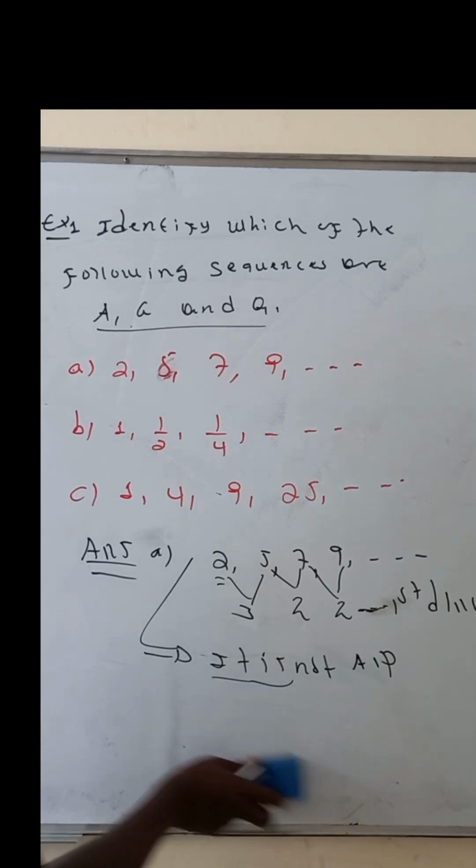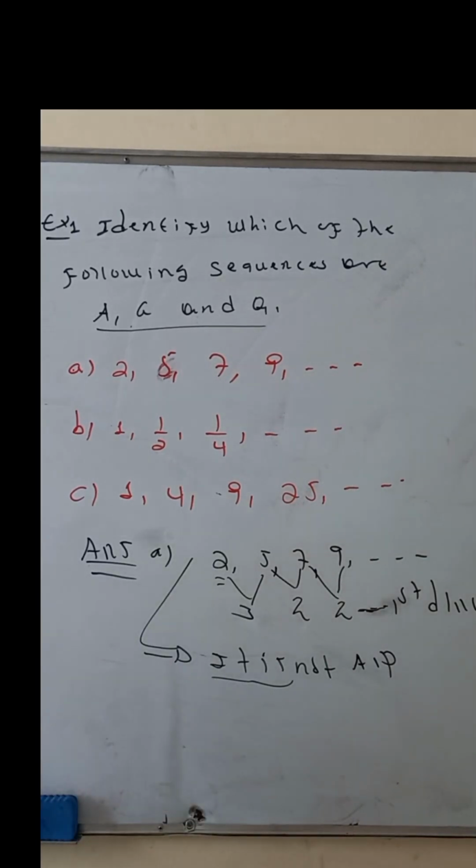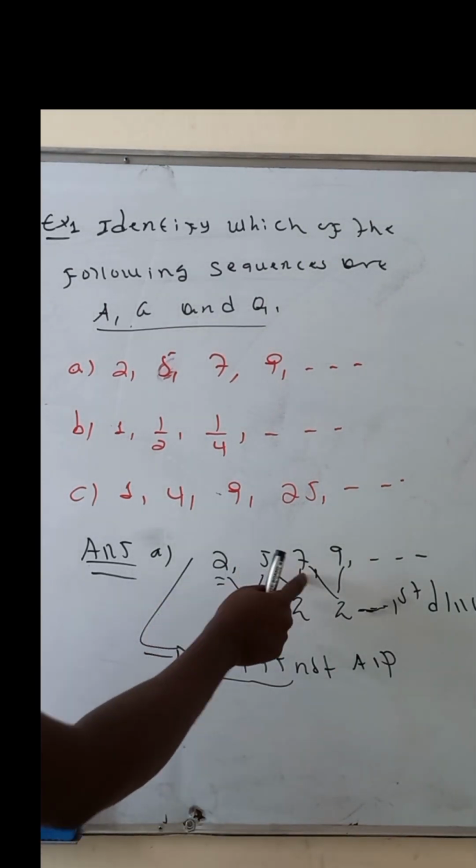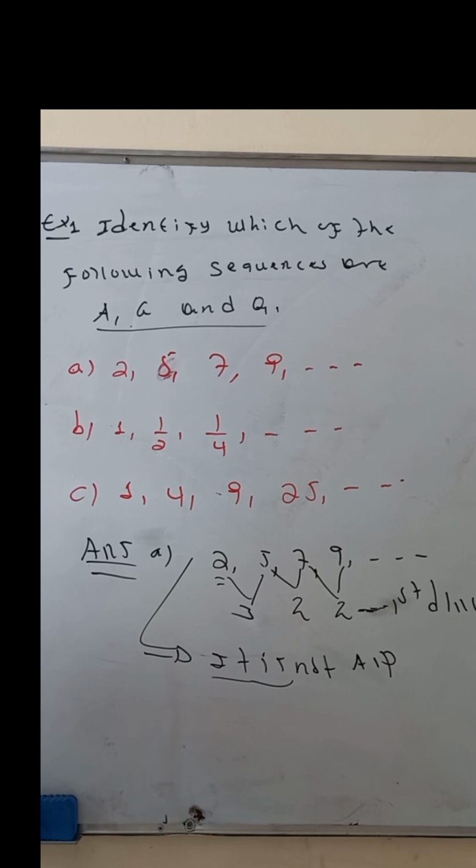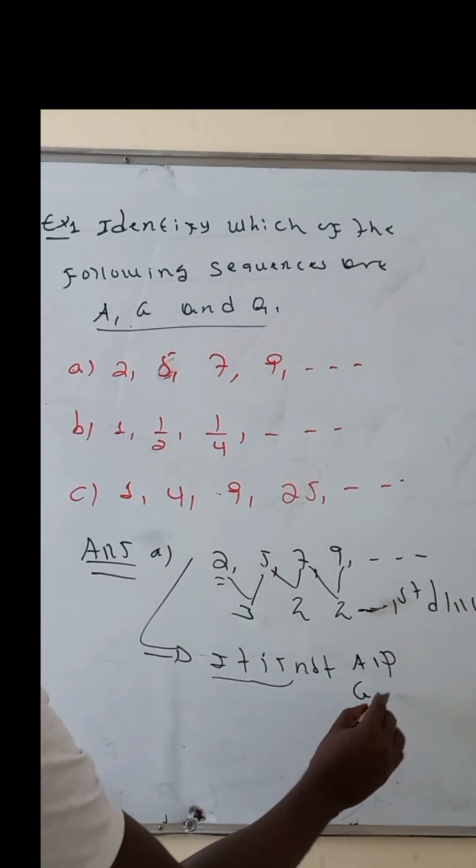So if it is not an arithmetic sequence, what kind of sequence is it? Can you say this is geometric? So let's check. 5 divided by 2, 7 divided by 2. The common ratio is not the same. Still, it is not geometric. It is not a geometric progression.